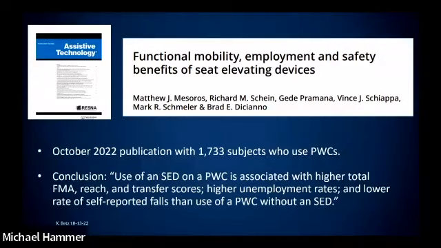So there's been a lot of discussion during this conference of CMS looking at opportunities to provide funding for seat elevators, and looking at the conclusion that use of a seat elevating device on a power wheelchair is associated with higher functional mobility assessment scores, which is a good thing, increased transfer scores, which is a good thing, higher employment rates, awesome, and lower rate of self-reported falls than using a power wheelchair without a seat elevating device, okay?